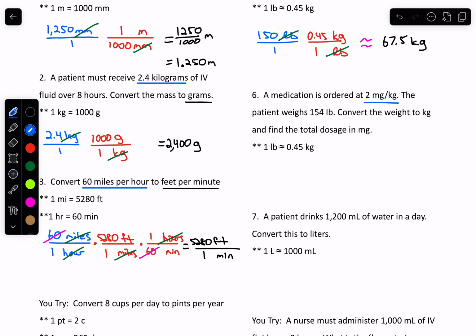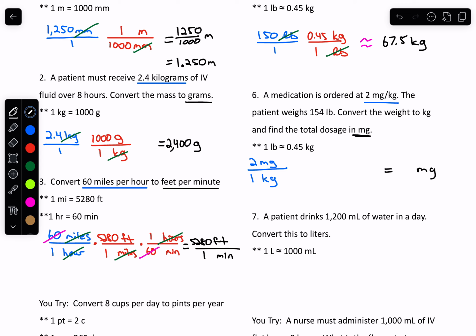Number 6, a medication is ordered at 2 milligrams per kilogram. The patient weighs 154 pounds. Convert the weight to kilograms and find the total dosage in milligrams. So we have a little bit going on here. A medication is ordered in 2 milligrams per kilogram. So 2 milligrams per, meaning divide, by 1 kilogram. And what we want to convert this to is the number of milligrams that we need.